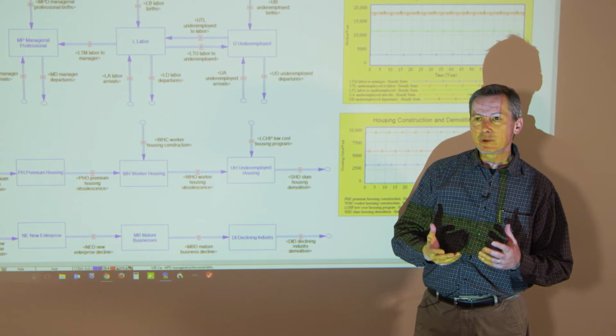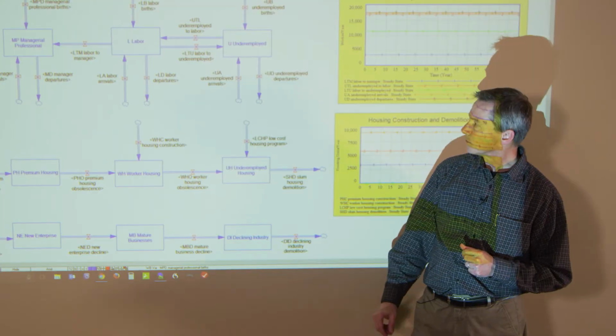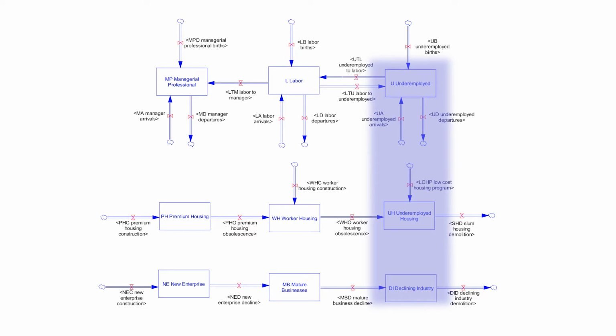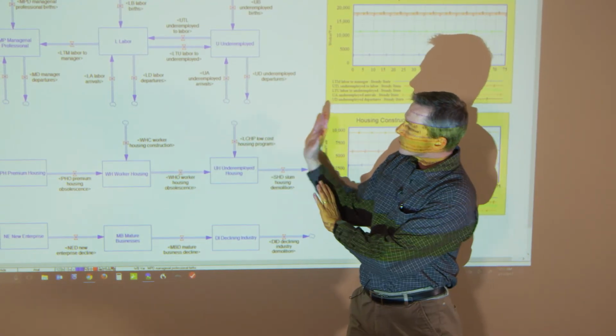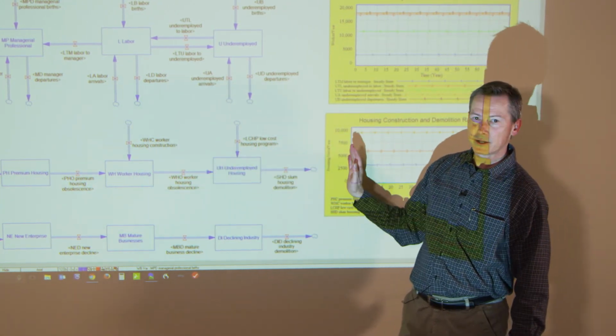The model itself is really built upon these fundamental structures and how they interact with each other. So the managerial professional, for example, these are the people that tend to start businesses. So this is a population that typically would live in premium housing, but they're also the ones that start new enterprises. On this end, you have underemployeds, which typically live in underemployed housing, and they struggle in the declining industry space. So everyone is seeking to move this way in the model, but the passage of time tends to push everybody to the right side of the model.